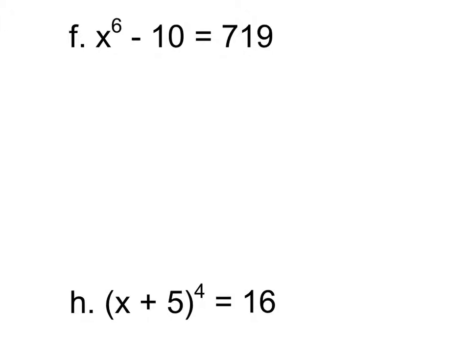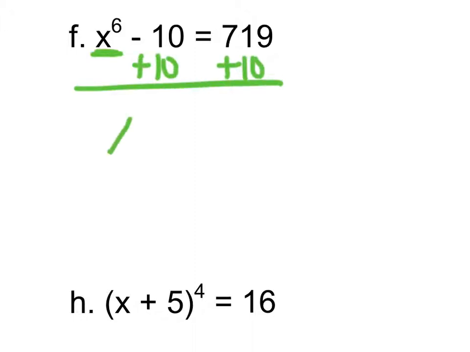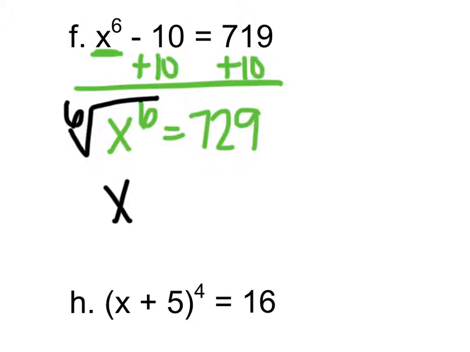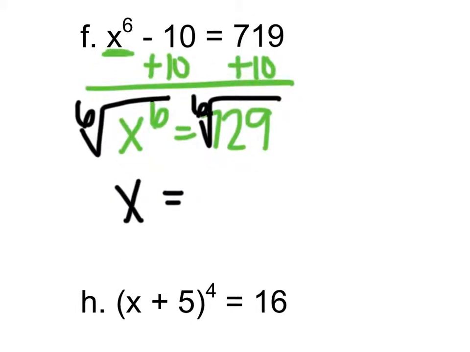This one's pretty similar, not quite as many steps. The first thing that we're going to do, we've got this x to the 6th that we're trying to get everything else away from. So we're going to add 10 to both sides. So we've got x to the 6th equals 729. Now we have to figure out which root we need. We're going to need the 6th root in order to make that be x, which is what we are trying to find. So we are going to take the 6th root of 729, which in your calculator gives you that x is equal to 3.